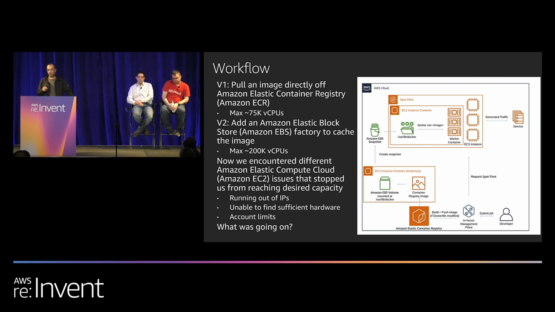That single instance only pulls it off ECR, and then we snapshot that EBS volume, and then when we spin up the Spot fleet for the actual load test, we just mount that snapshot. That effectively works as an on-disk cache, and we never have to go to ECR again. And that worked pretty good and got us up to 200K vCPUs, around 800K containers.